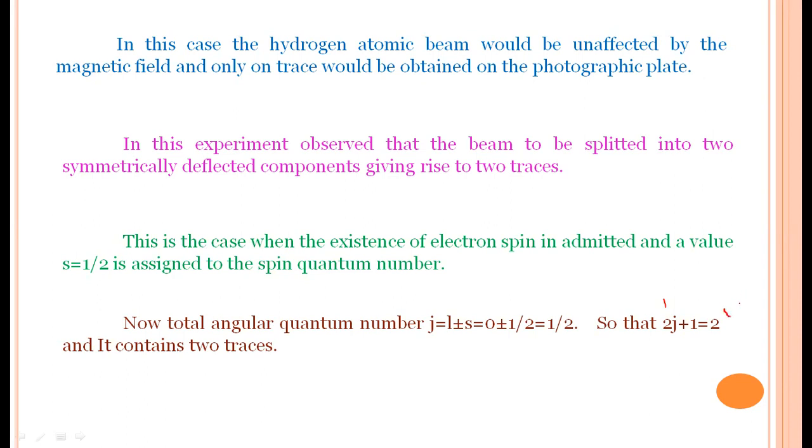So it shows that 2J plus 1 is equal to 2, which means that when the hydrogen atoms pass through the inhomogeneous magnetic field, they split into two discrete components. These two discrete components are incident on the photographic plate, so we observe two traces. Theoretically, 2J plus 1 is equal to 2 gives two traces, and experimentally, we obtain two traces on the photographic plate. So this verifies the vector atom model.